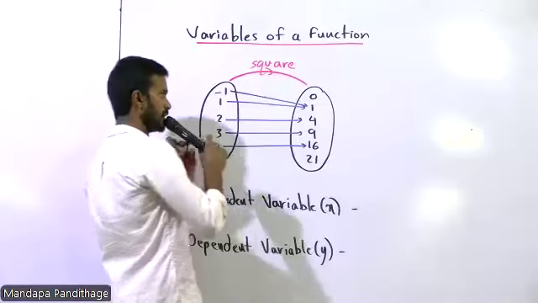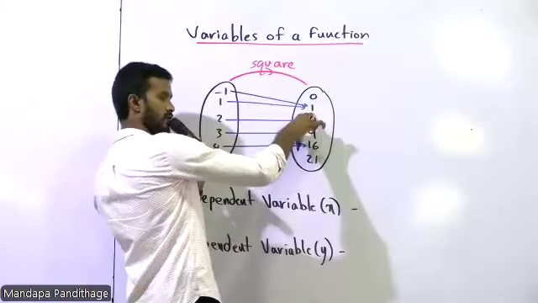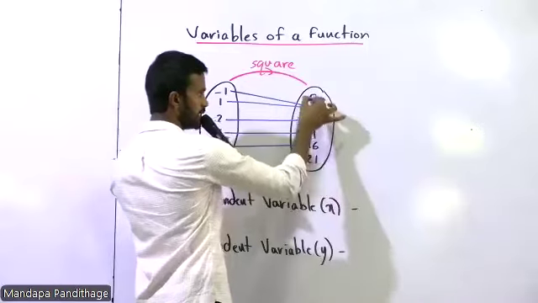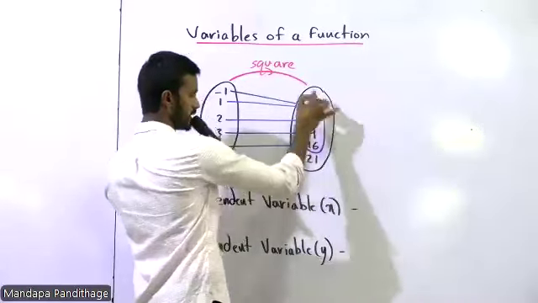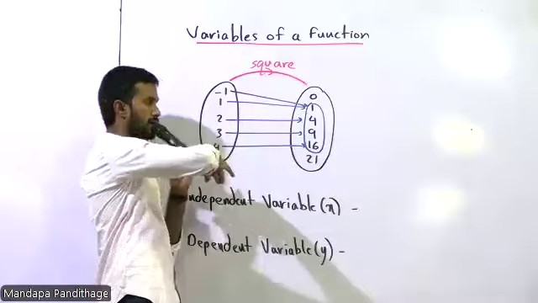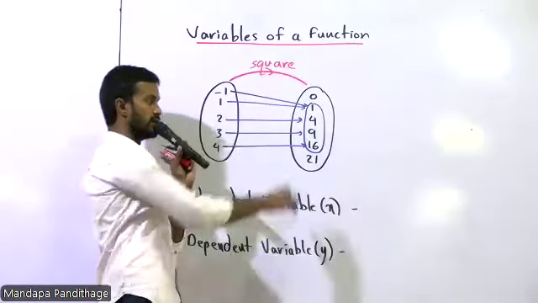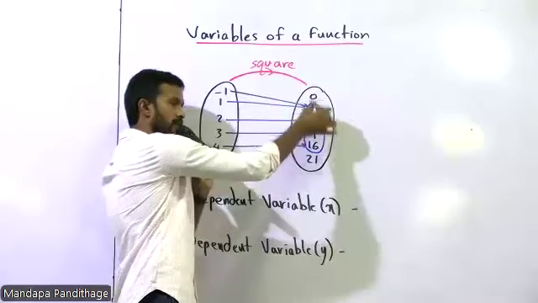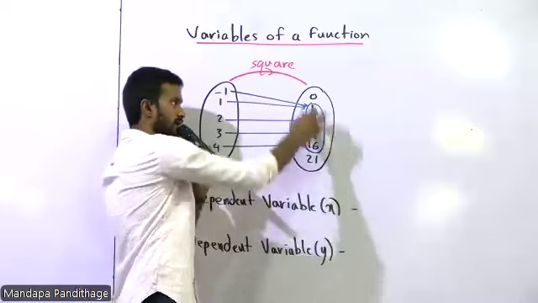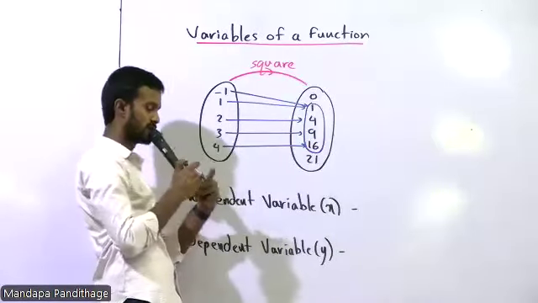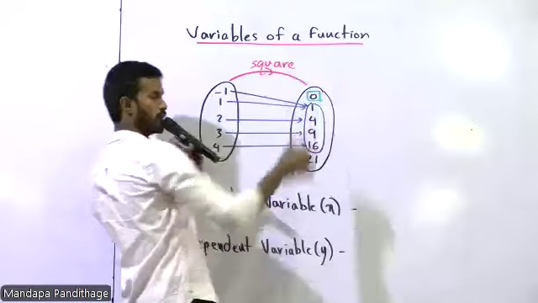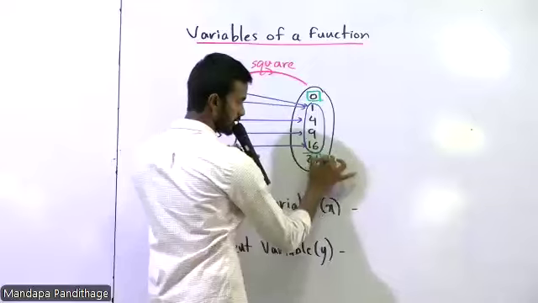Here you can see that this dependent variable has been assigned to an input value. All these four variables are dependent variables. So simply, this side are independent variables and these are dependent variables. Even in these dependent variables, some have been assigned to an input value, but some variables have been left over. There are two variables here that have been left over. So 0 has not been assigned to an independent variable, and 21 has not been assigned.